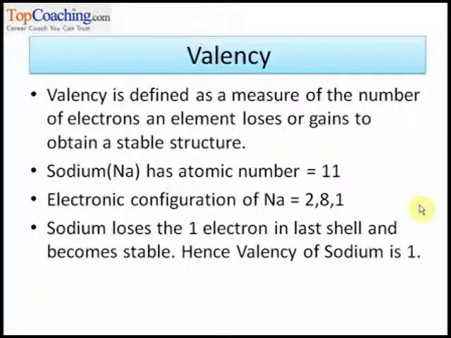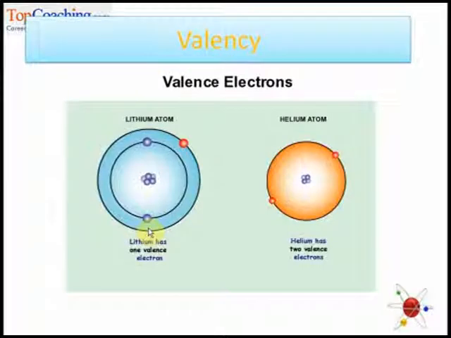Because what did we say? That valency is defined as a measure of the number of electrons an element either loses or gains to become stable. The discussion on valency would be incomplete without understanding valence electrons. So, let us see what valence electrons are. The number of electrons in the last shell of any atom are known as its valence electrons.